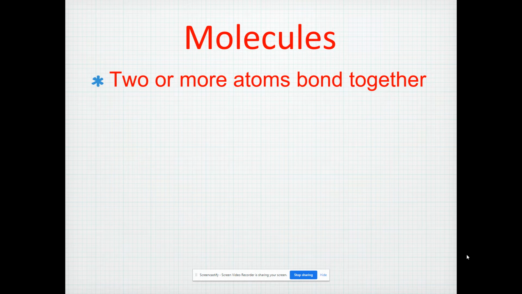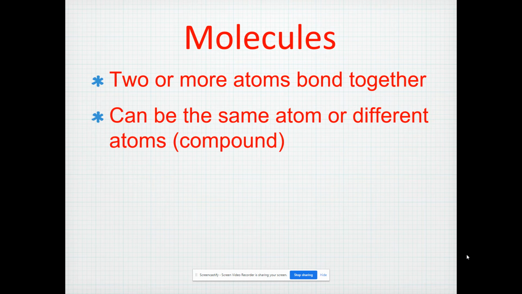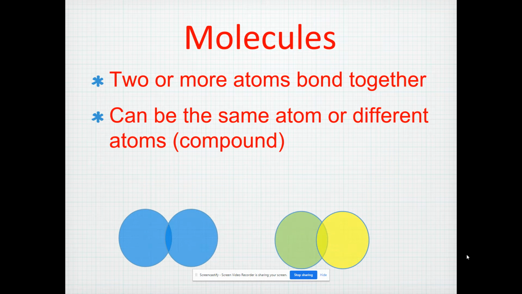So two or more atoms bonded together, you could probably tell me, carbon dioxide is a molecule, or water is a molecule, or glucose is a molecule. Those are maybe the ones we're familiar with because we just talked about photosynthesis and respiration. A molecule can be the same atom or different atoms bonded together. Different atoms bonded together would be a compound. Let's go over some examples.